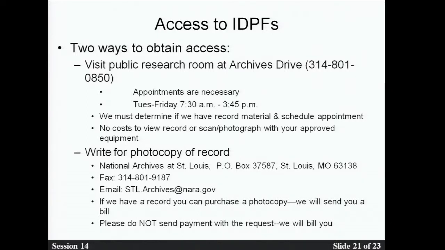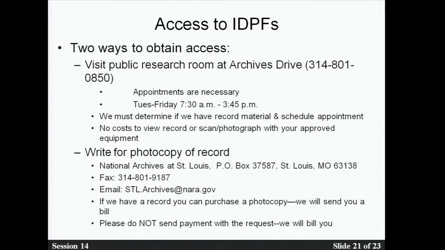So our hours are listed there, Tuesday through Friday. And as I mentioned, we have to make sure we have the record, and we get everything scheduled to make your visit a very productive one. It's no cost to view the records. You can scan them with your approved flatbed scanner or with your approved digital camera. And of course, if you want a photocopy, there is a copy fee associated with that.